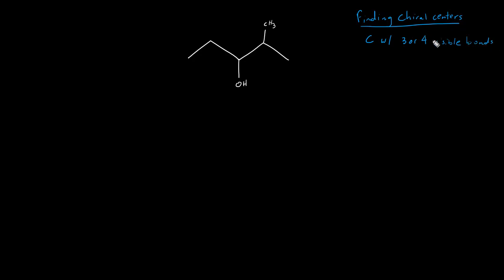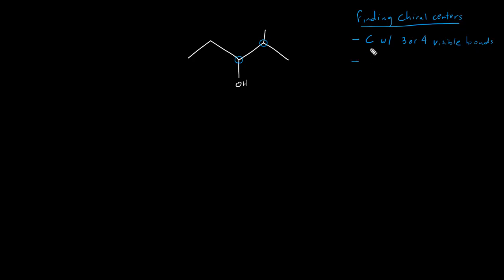Now we know carbons always have 4 bonds, but we want 4 visible bonds in the skeletal formula, which means this carbon right here could not be a chiral center because this carbon only has 1 visible bond. This carbon right here could not be a chiral center because we have 2 visible bonds only. This carbon right here could not be a chiral center because we have only 1 visible bond. That means there's only 2 carbons that could possibly be chiral. This one and this one, because both of them have 3 visible bonds. So that's the first thing we're checking for.